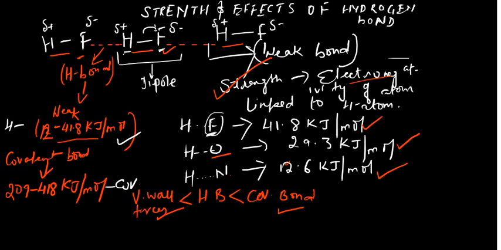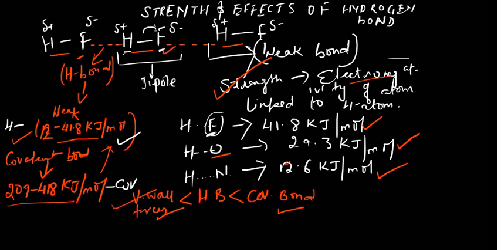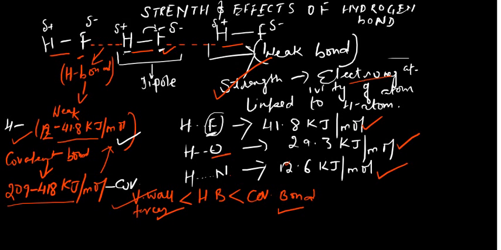A covalent bond, we know, is stronger than a hydrogen bond, as shown from this bond dissociation energy. It's from 208 to 418 kilojoules per mole, whereas the bond dissociation energy of a hydrogen bond is 12 to 41.8 kilojoules per mole. So you can easily see how much weaker a hydrogen bond is compared to a covalent bond, but it is stronger than weak van der Waals forces of attraction. Now let's move to the other page.